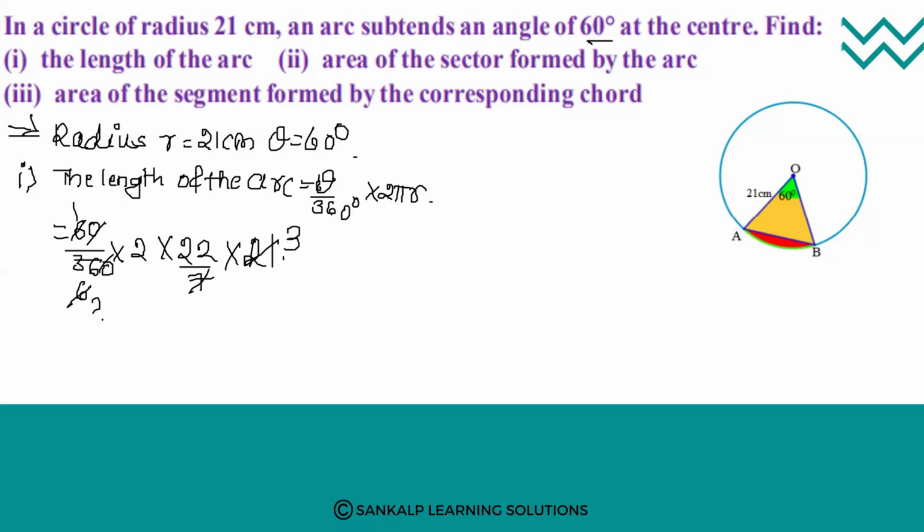2 threes are 6 and 2 ones are 2. 3 will get cancelled. So finally what you will get? Only 22. So 22 centimeter is the length of the arc.